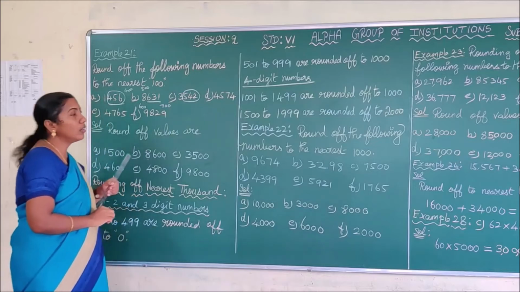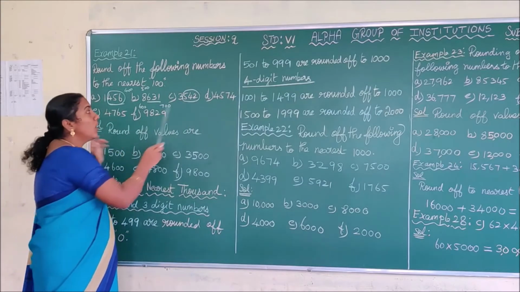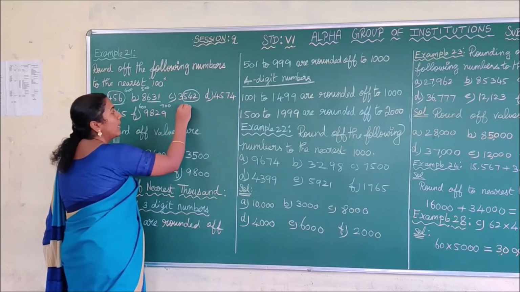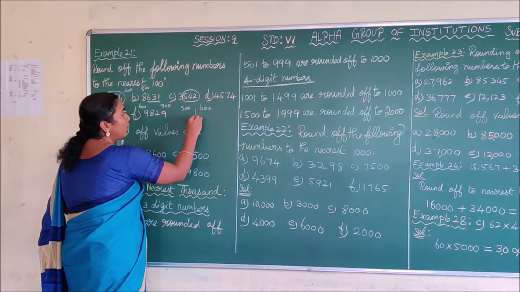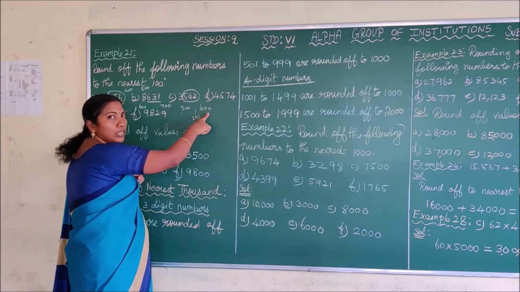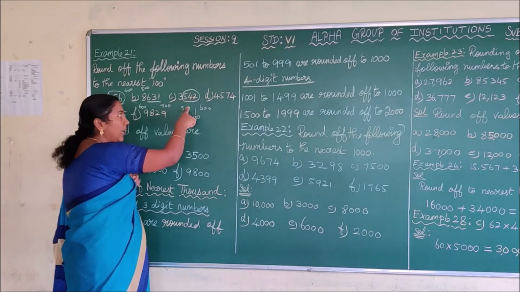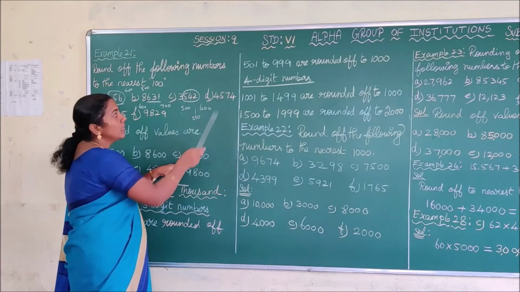3542. 542 lies between 500 and 600. Before 550 are rounded up to 500. After that are rounded up to 600. So we have to round the 542 to 500. So your answer is 3500. It's clear? See the next one.